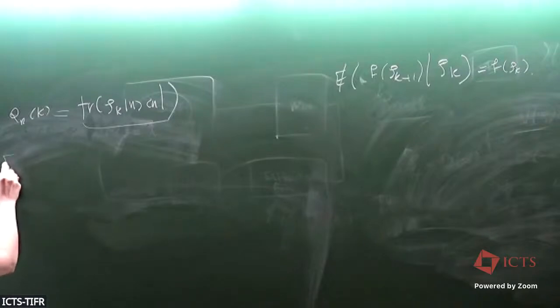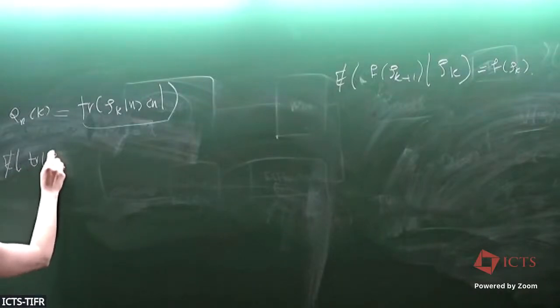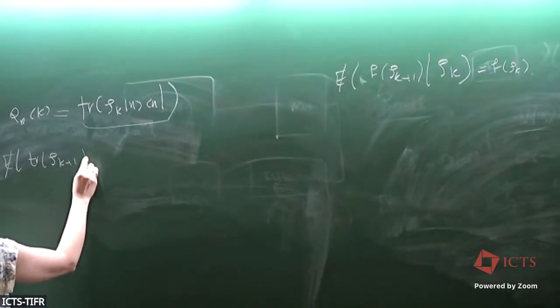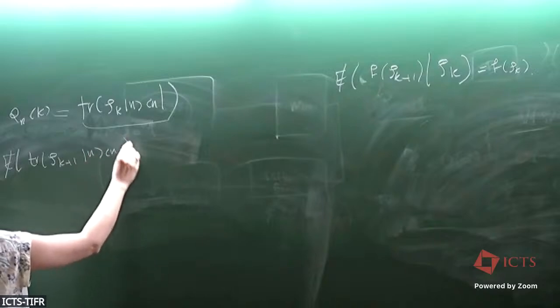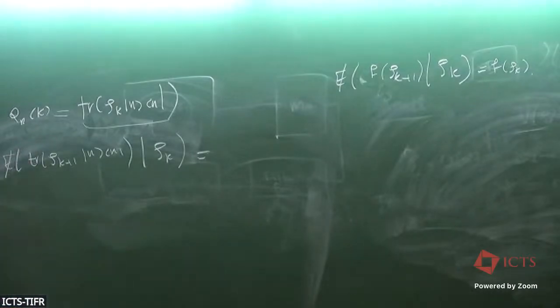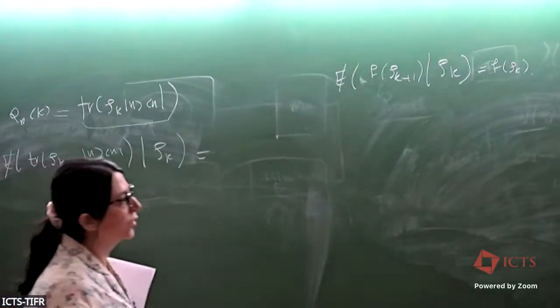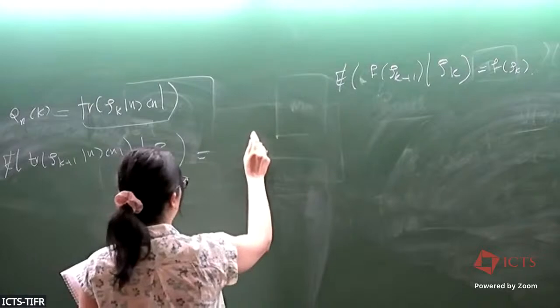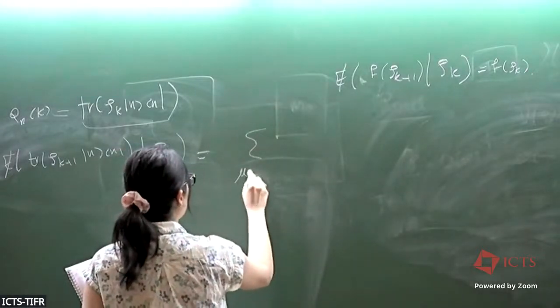So then you have the expectation of the trace of rho k plus 1 times n, knowing rho k. So what is the expectation? In fact, you have, with probability, you get the measurement result mu, so which is the sum over mu.